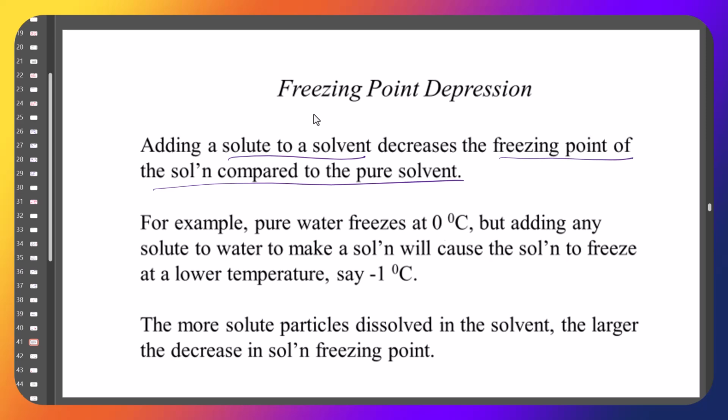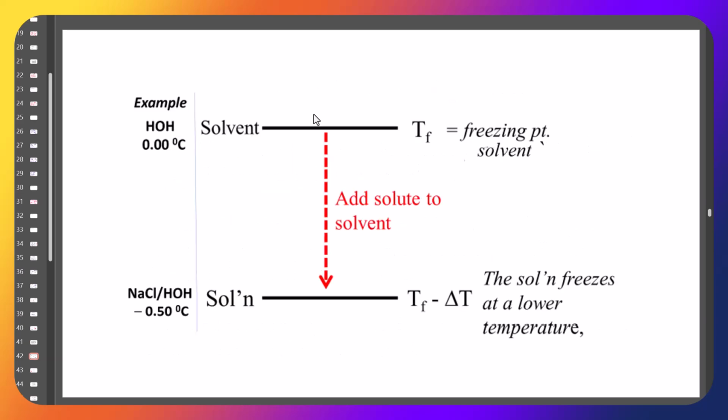Again, the higher the concentration of the solids, the more solid particles dissolved in the solvent, the larger is the decrease in the freezing point. So this time we start with water, say as a solvent, whose freezing point you should know is 0. If we add a solid to the solvent to generate a solution, say salt, that salt water solution is going to have a freezing point below 0. It's going to be a negative number.